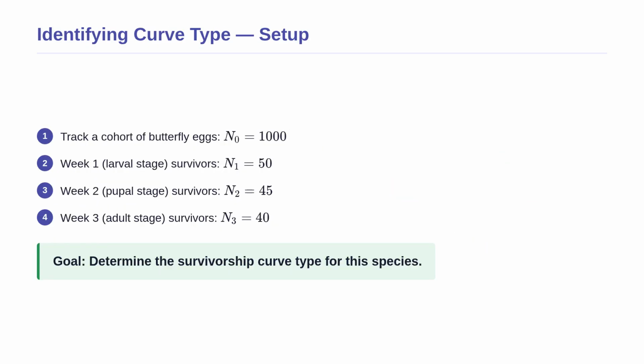Now that we have seen the diagram, let us tackle a slightly different problem. Instead of just calculating survivorship, we must interpret raw data to identify a species' survival strategy. An ecologist tracks a cohort of 1,000 butterfly eggs. After 1 week, only 50 caterpillars remain. After 2 weeks, 45 remain. After 3 weeks, 40 adult butterflies remain. We are asked to determine what type of survivorship curve this butterfly species exhibits. To solve this, we need to analyze where the most massive loss of life occurs.